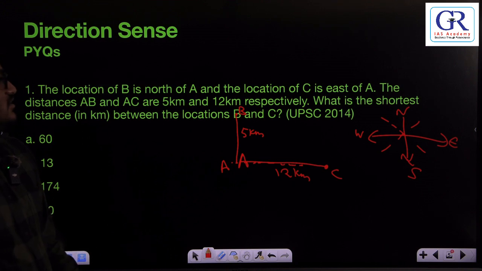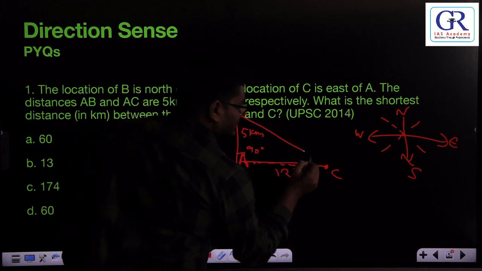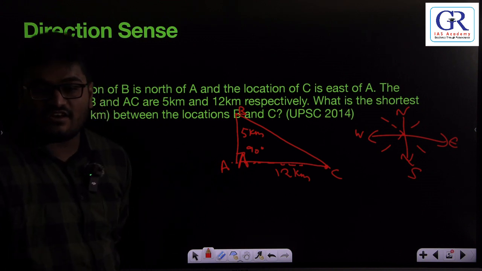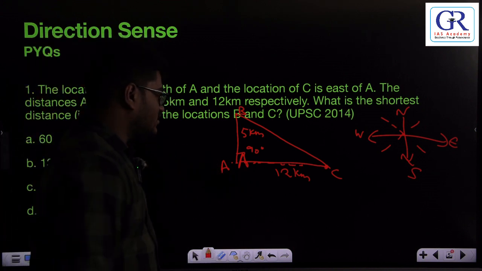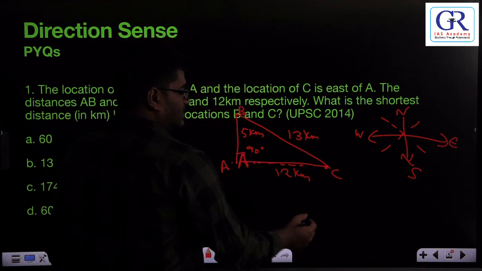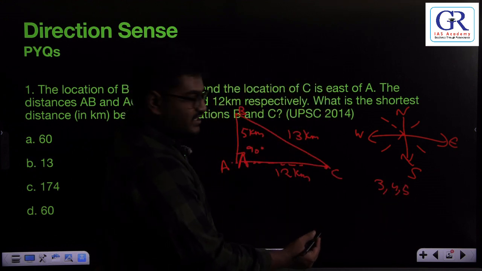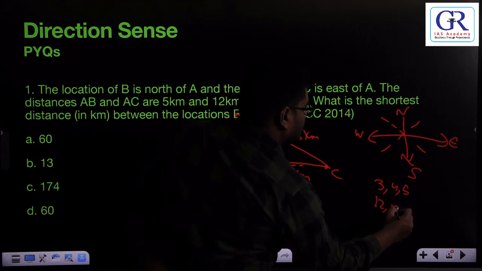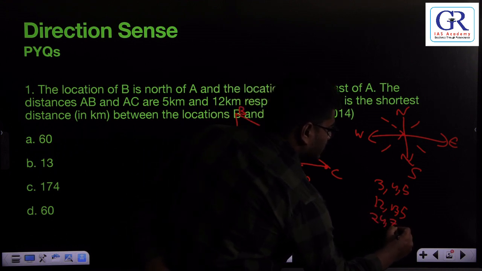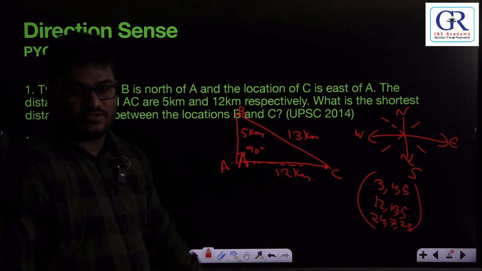So what is the distance between the locations B and C? This is a right angle triangle, right? You need to find the hypotenuse. What will be the hypotenuse of this, with 5 kilometers and 12 kilometers? 13 kilometers. How did you calculate this? Using Pythagoras theorem. Similarly, 3, 4, 5 is a group of numbers for a right angle triangle, and you have 5, 12, 13 here, and you will also have 7, 24, 25. If you have these numbers, you can guess the hypotenuse directly.